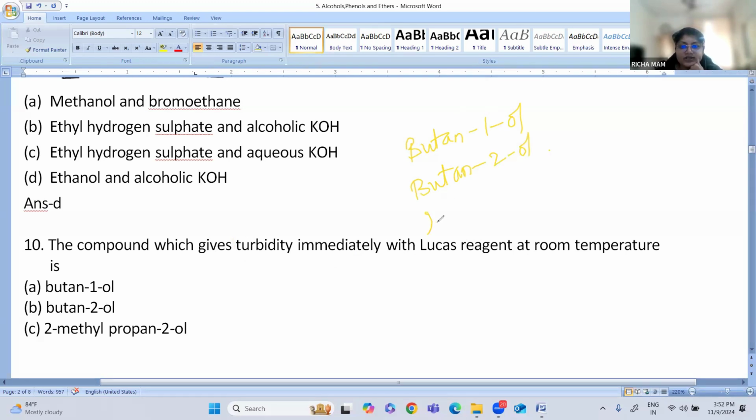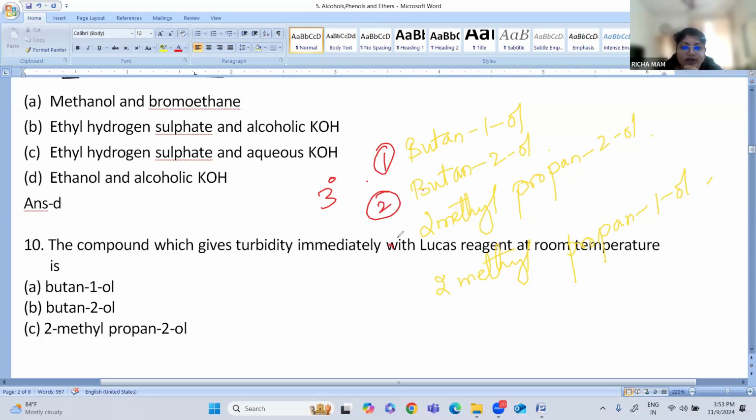Tertiary, but now you need to know the structures. They have given the names of the compounds, so you have to know the structures, and with the help of structures you have to tell me. One more is 2-methyl propane 1-ol. First write the structures of these and tell which is a tertiary among these. That will be your answer. First is butane 1-ol, second butane 2-ol, third one is 2-methyl propane 2-ol, and fourth is 2-methyl propane 1-ol.